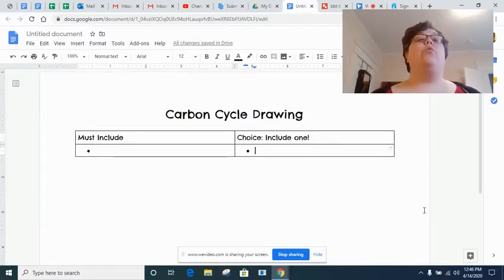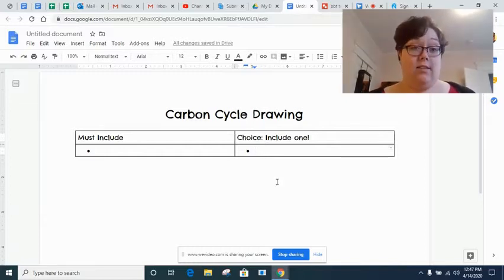At this point, we're going to put a bow on it. We're going to sum up the way that carbon moves through the environment. And we're going to do that by drawing the carbon cycle. So you can choose either do this digitally or do this on paper. But here are the directions.